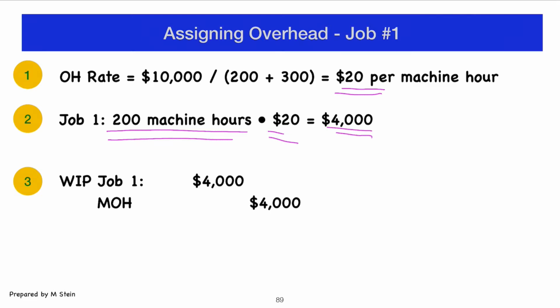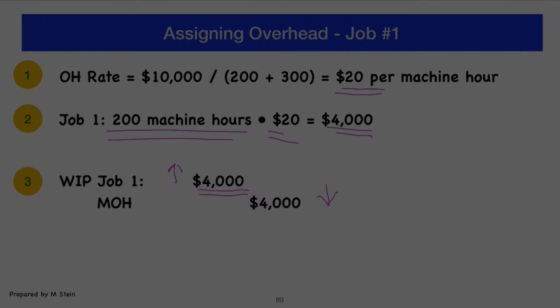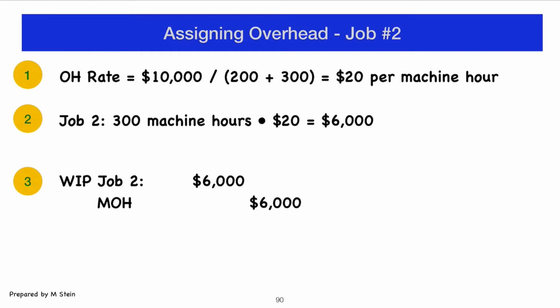And the way an accountant would record that is with a debit of $4,000 to job 1. So remember that the work in process balance is going up, and a credit to manufacturing overhead, that balance is going down, of $4,000. Now job number 2 used 300 machine hours. The overhead rate is still $20 per machine hour, and we get $6,000. We see a debit to the job of $6,000 and a credit to the overhead account for $6,000.